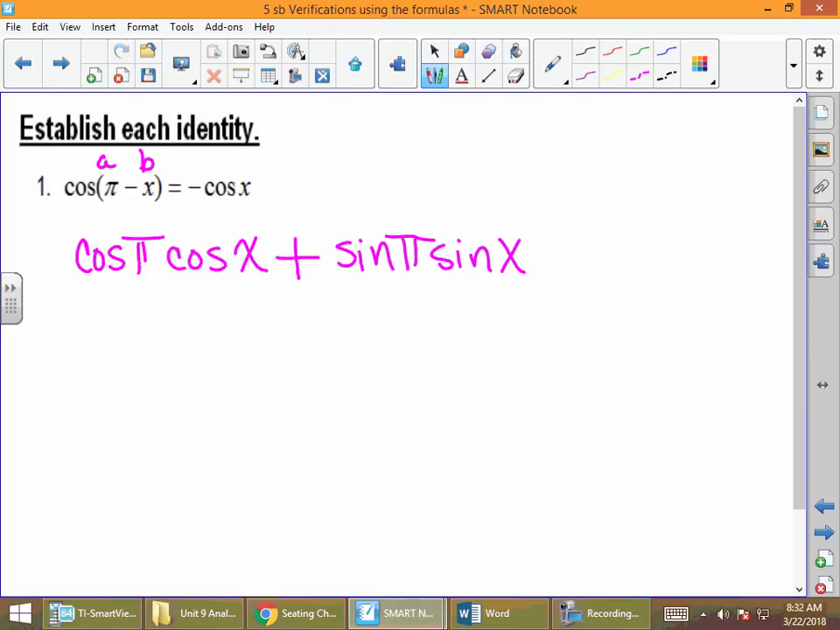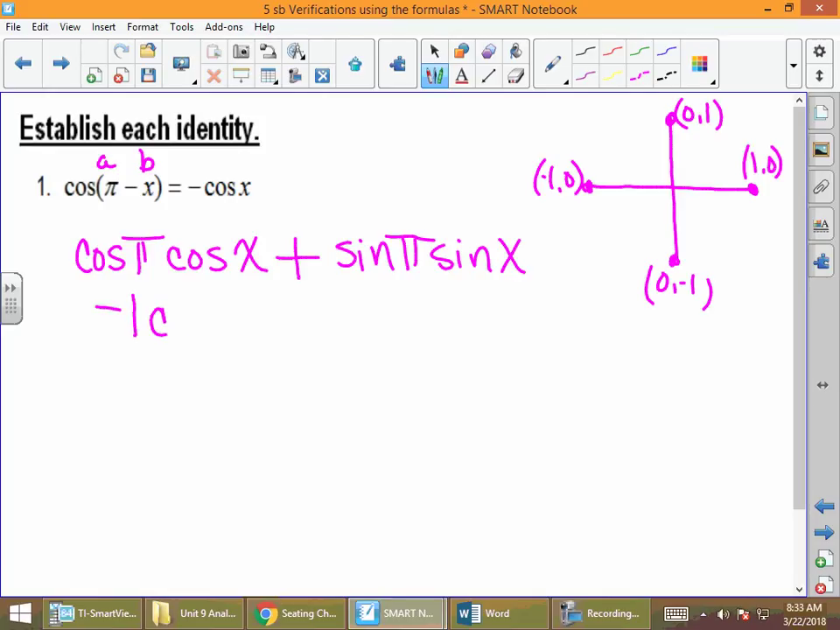Well, now that we fill that in, what does the cosine of pi equal? And once again, let me remind you of this. So this point here to the far right is 1, 0, 0, 1, negative 1, 0, 0, negative 1. What's the cosine of pi? It's going to be negative 1. And we're still going to multiply that by cosine of x.